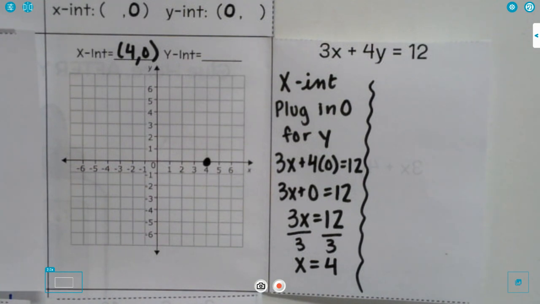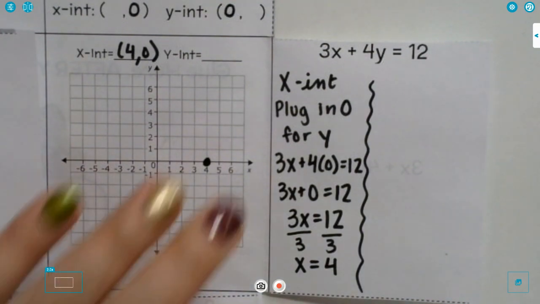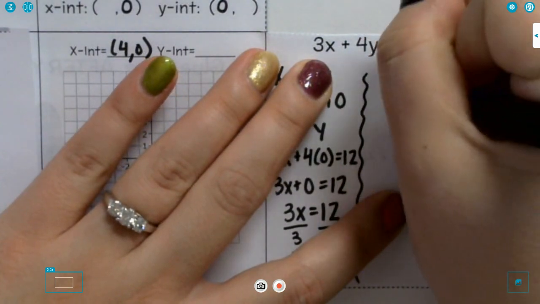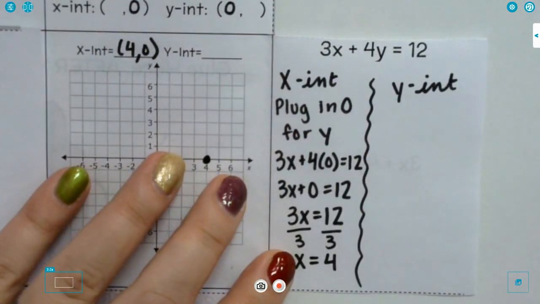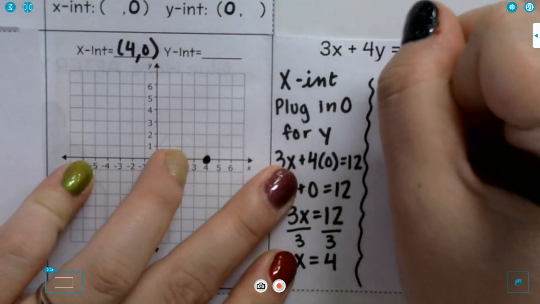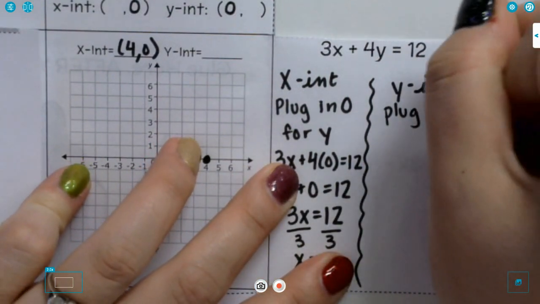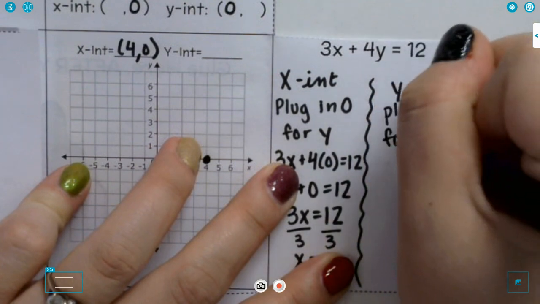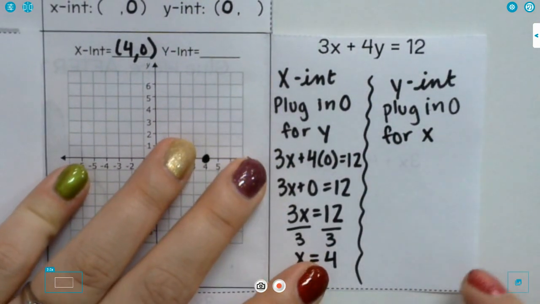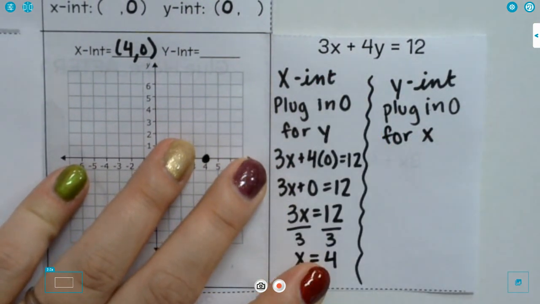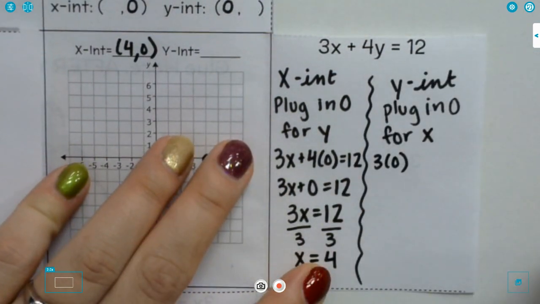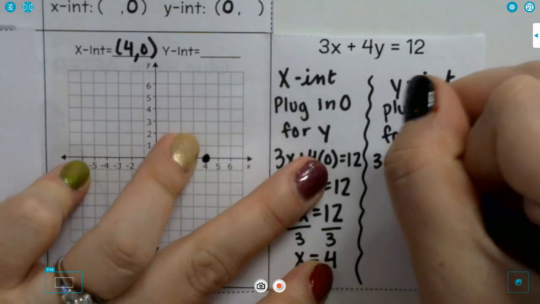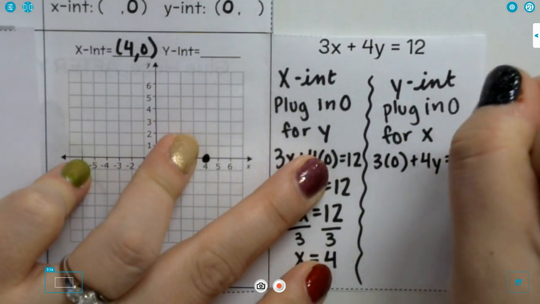Okay, so then what Chad was just saying, to do the y-intercept, we do the exact opposite. So to find our y-intercept, we're going to plug in 0 for x. So that'll be 3 times 0 plus 4y equals 12.